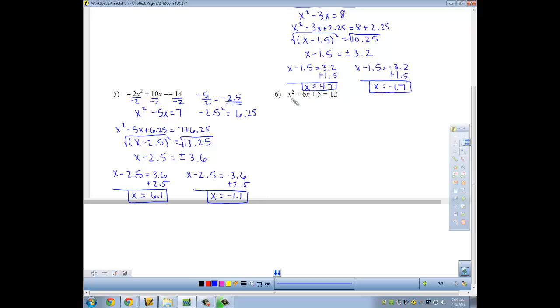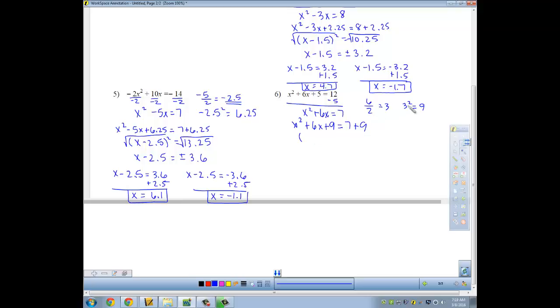Number 6, I have no number in front of my x squared, but I have this 5 that I need to move over to the right side. So I get x squared plus 6x equals 7. Take your b, divide it by 2 to get 3. And then 3 squared is 9. So add 9 to both sides. We get x squared plus 6x plus 9 equals 7 plus 9.